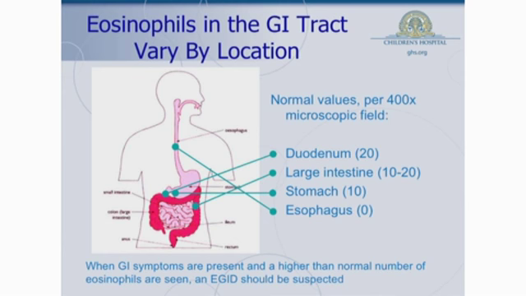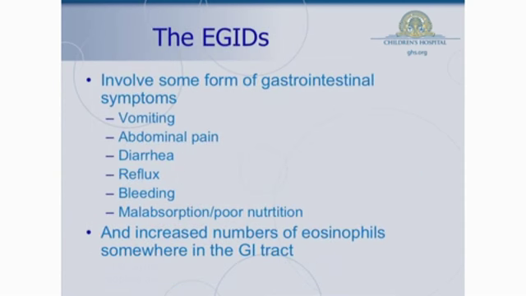And when you have a higher than expected number of eosinophils in any of those areas, and you combine that with the presence of GI symptoms of some sort, you have to at least start to suspect that perhaps an EGID, an eosinophilic gastrointestinal disorder, is present. So the EGIDs in general typically involve some form of GI symptoms. That can be any number of things, from vomiting and abdominal pain, diarrhea, reflux symptoms, even GI bleeding or loss of nutrients and malabsorption. And then you have to combine that with the presence of increased numbers of eosinophils somewhere in the GI tract before you would make a diagnosis of an EGID.